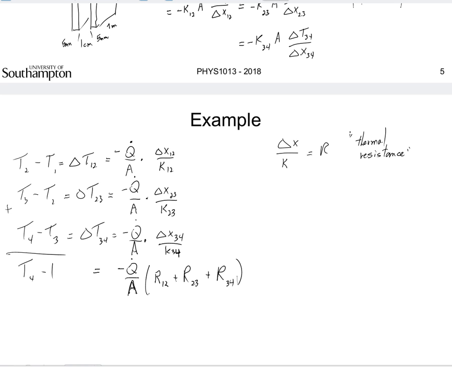So do you see the analogy with an electric system? It's like putting resistors in series, and when you put resistors in series, you can add them together. And really, the resistance is the reciprocal of conductivity, so there's a real connection between the two.